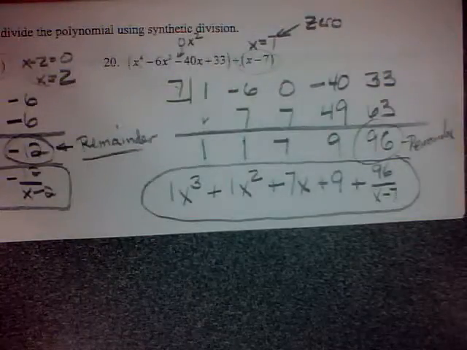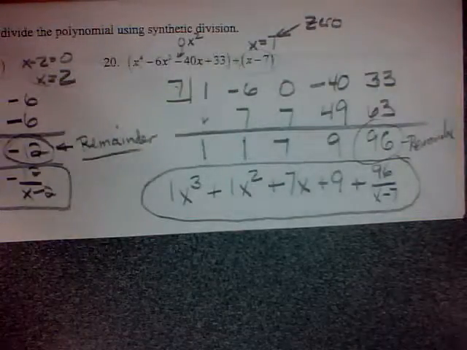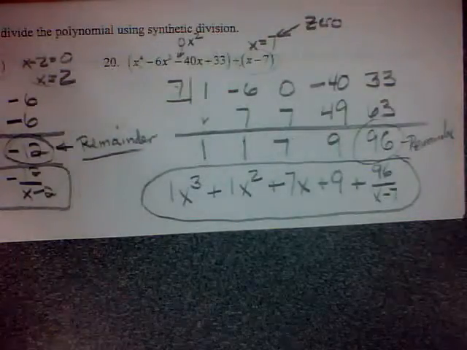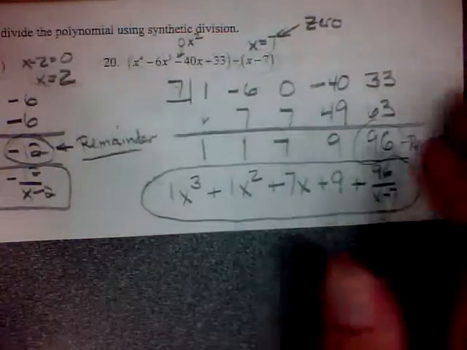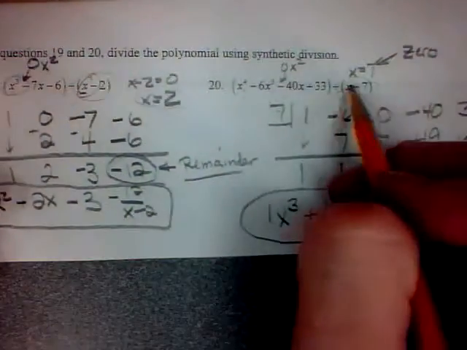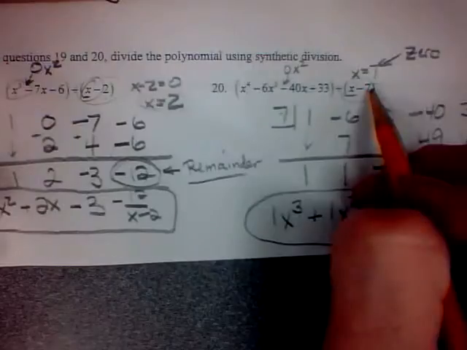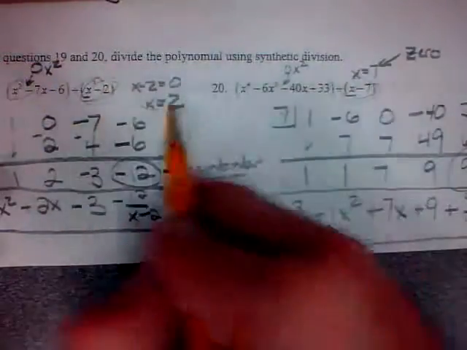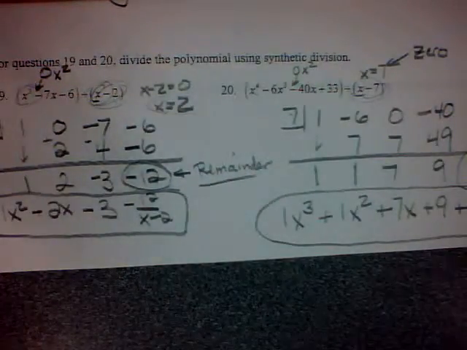Looks like both of these weren't very nice. We had remainders. But remember, the only time you can use synthetic division on these problems is if you have a 1x and then plus or minus a number so that you get a nice 0 value. Okay?